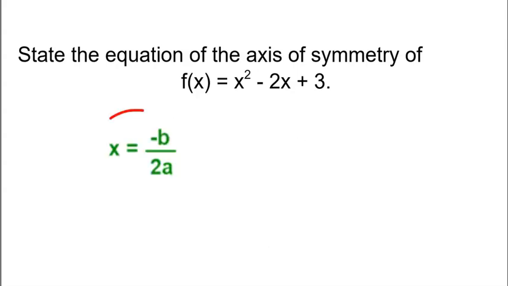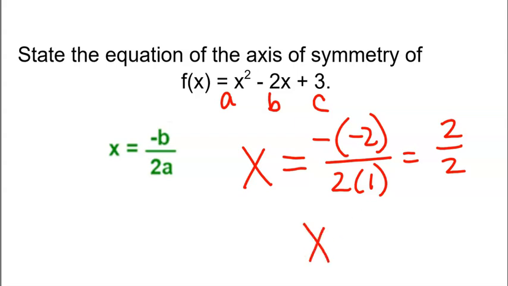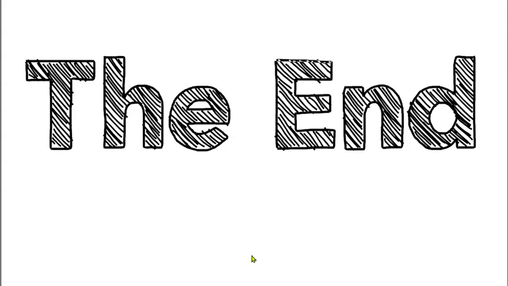The values from the formula can be found by looking at your equation in standard form, where a is the x-squared coefficient, b is the x coefficient, and c is the constant. So the equation will be x equals -b, and b is -2, all over 2a, where a is 1. When you simplify this expression, you get 2 over 2, which is the same as x equals 1. And that's how you write the equation for the axis of symmetry.